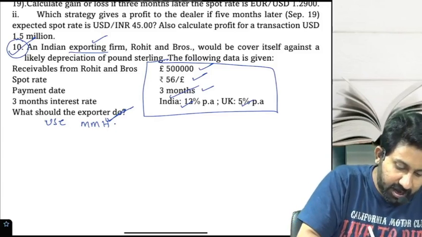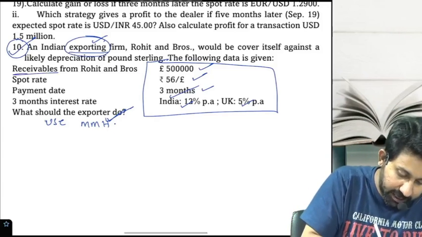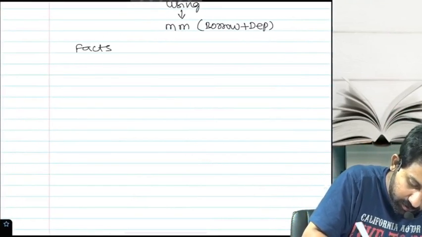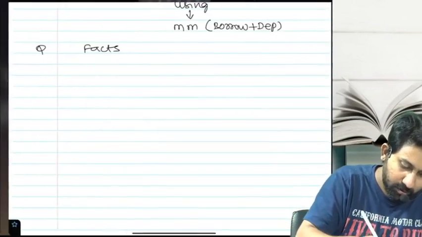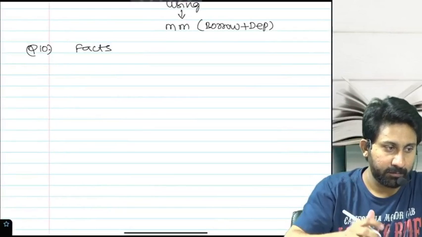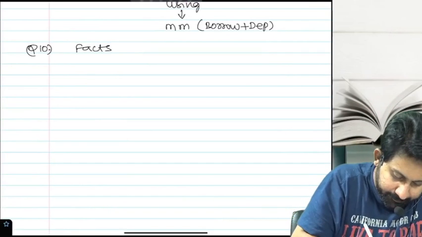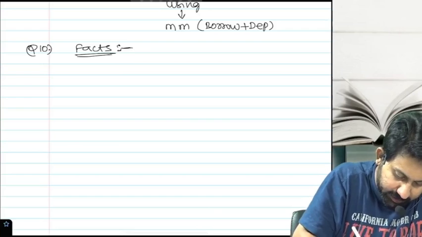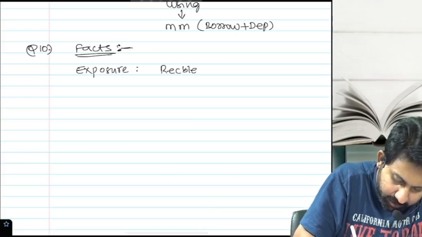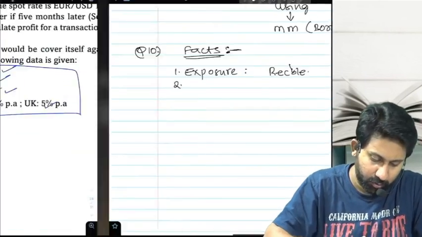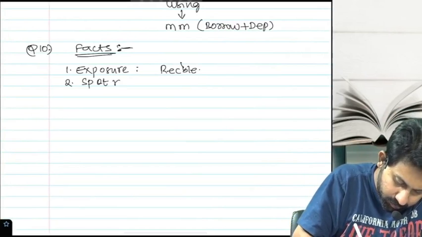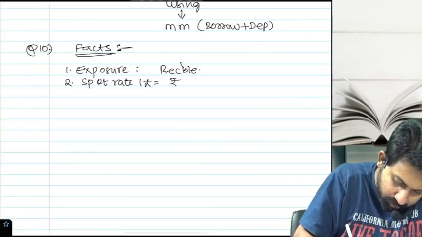First point, we have a receivable exposure. Now listen carefully. First write down the facts. Question number 10. Keep the heading question number 10. Let's write down the facts. First, exposure: receivable. Number 2, spot rate: 56.